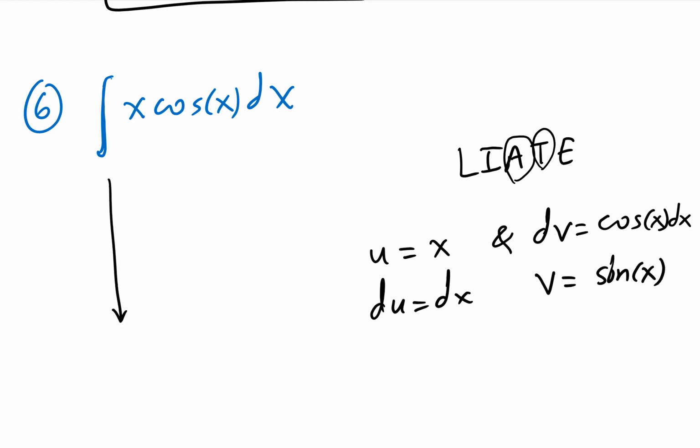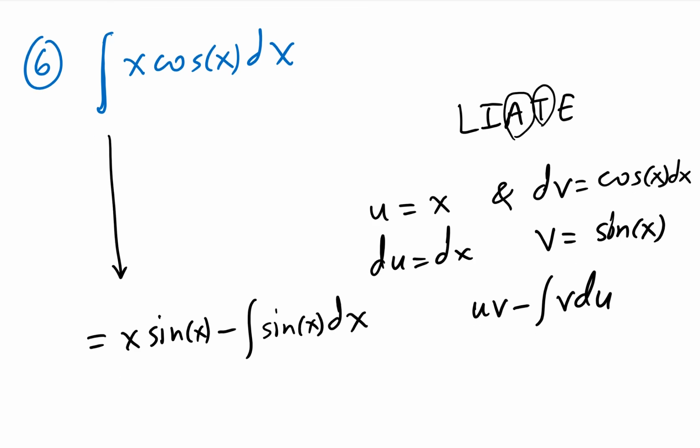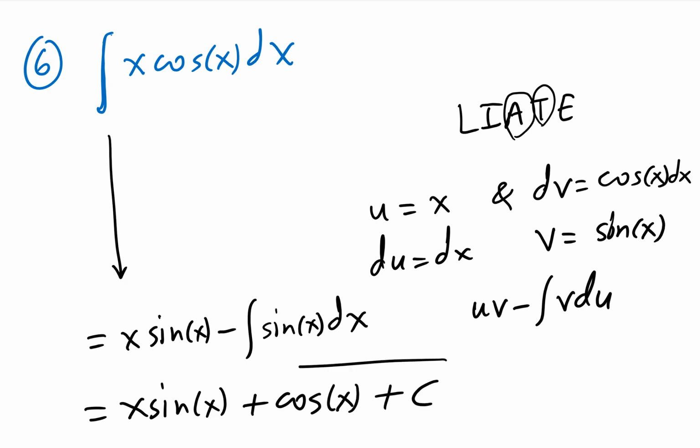So then the formula says uv, if you want to write it down, uv minus the integral of v du, u is x, v is sine x, minus the integral of v, sine x, du, dx. So that gives us x sine x plus cosine x plus c.